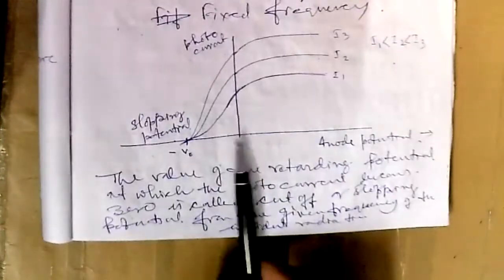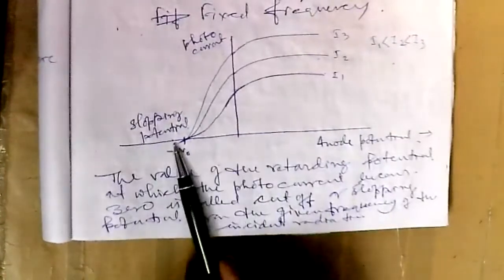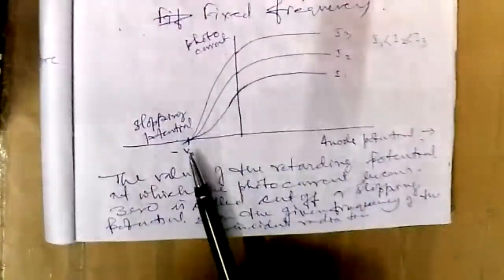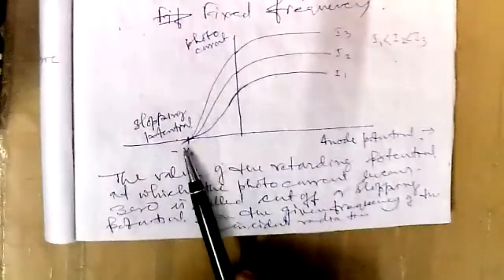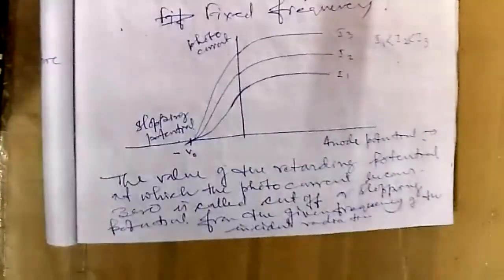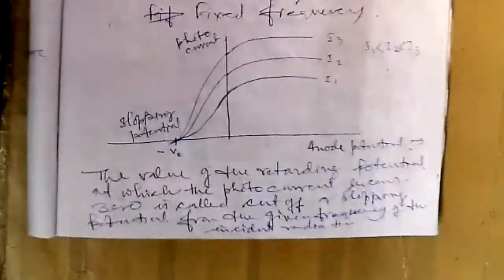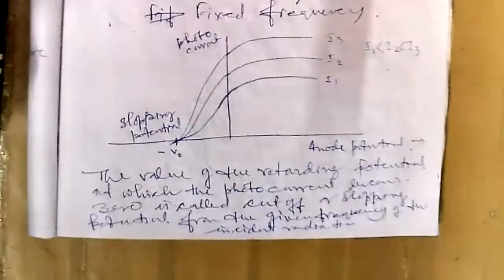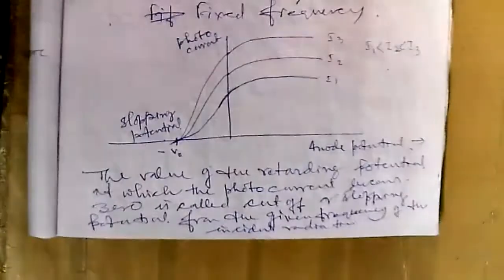Okay, but when we go in the negative direction, that means we change the direction of the accelerating potential. When we apply some decelerating potential, then we will find that the current, whatever the intensity, will stop after some stopping potential, minus V naught. So this potential, when the current becomes zero, is called the stopping potential.